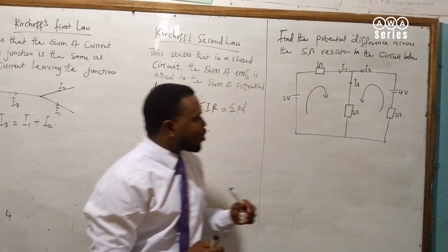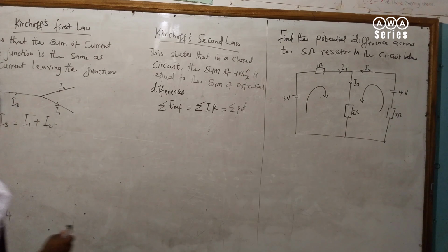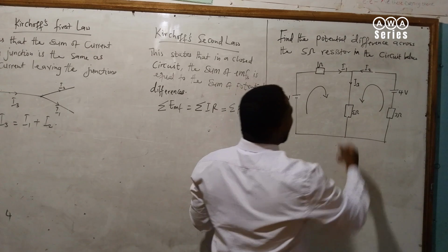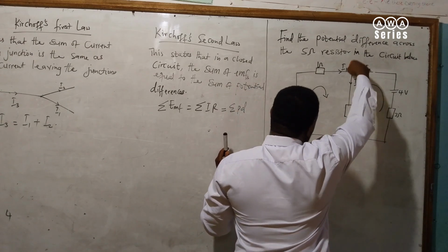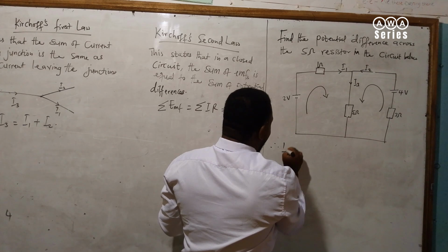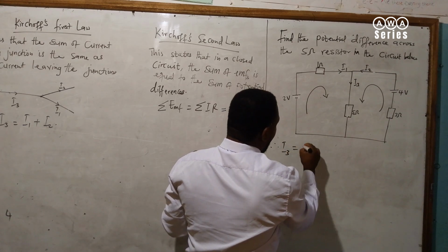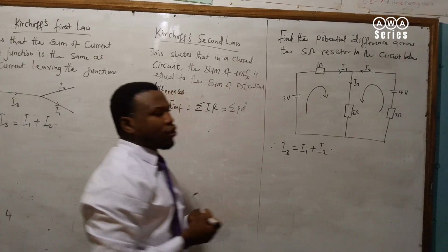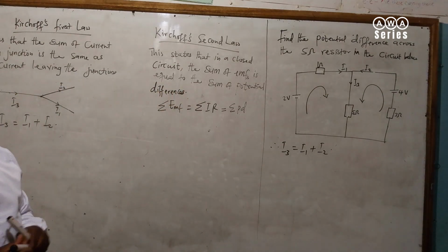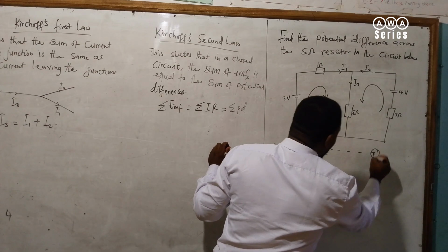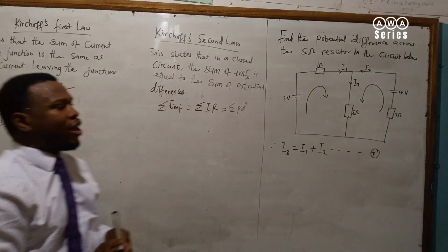Now let's apply the first law. The sum of currents entering the junction is equal to the sum of currents leaving. Which currents are entering the junction? I1 and I2 are entering this junction, and I3 is leaving. Therefore, I3 is equal to I1 plus I2 from Kirchhoff's first law. Let's just leave this equation here. You need this equation. Without it, you cannot make headway.